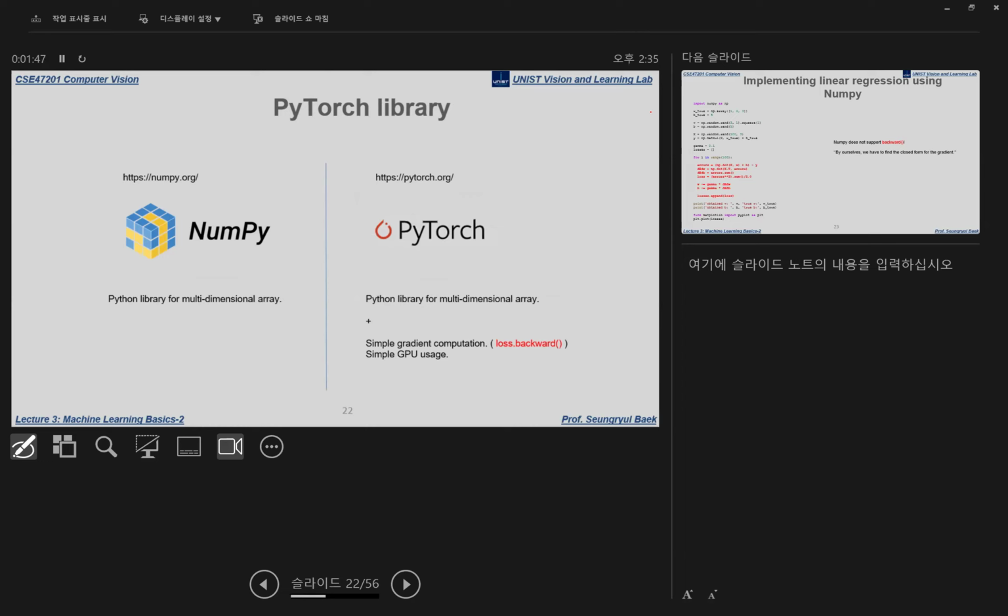PyTorch is the library developed by Meta, and it helps us implement deep layers easily. It helps us easily calculate the gradient in the entire architecture, and it also provides GPU usage. It provides an easy interface to use these GPUs. So I will also explain about this later.